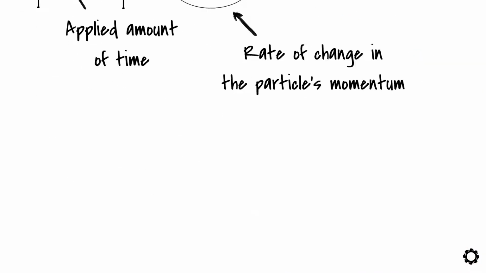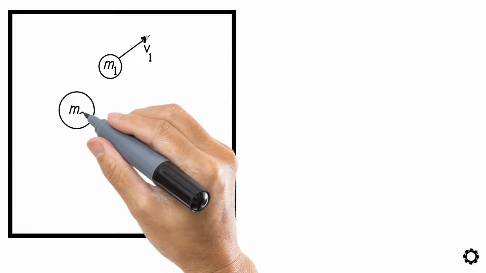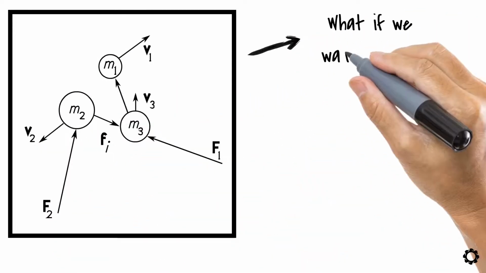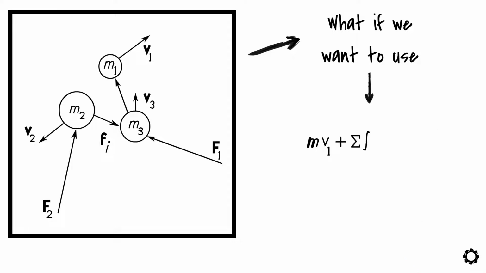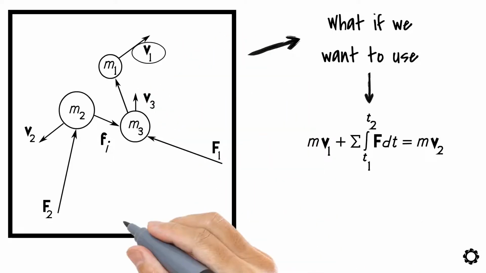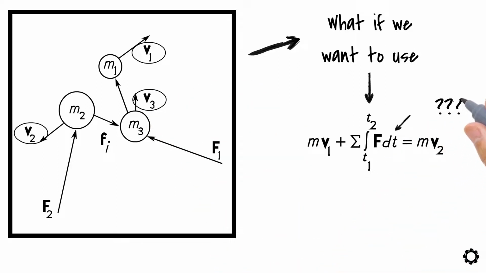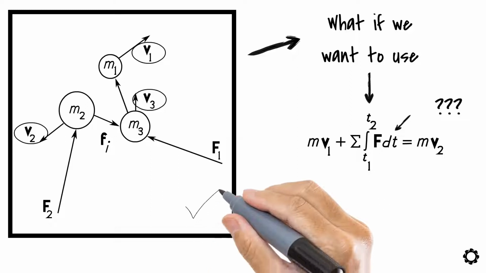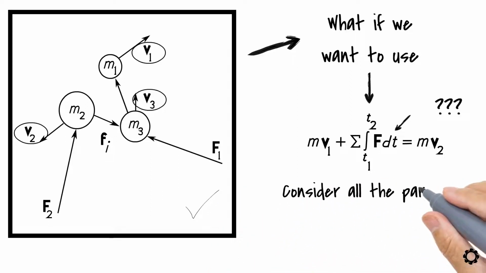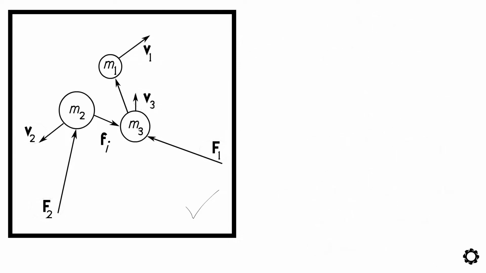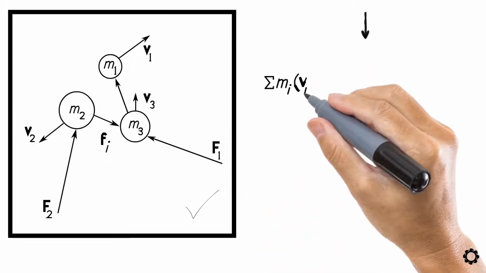Now that we are looking at the system, it usually consists of multiple different particles. So think about this. What if we want to use the same principle as in the case of a single particle to solve the velocities of the system of particles at certain time? How could we achieve this? Well, to achieve this, we would have to consider all the particles with their mass and initial velocity and also all the external impulses which are acting within the system. We can express this mathematically as follows.